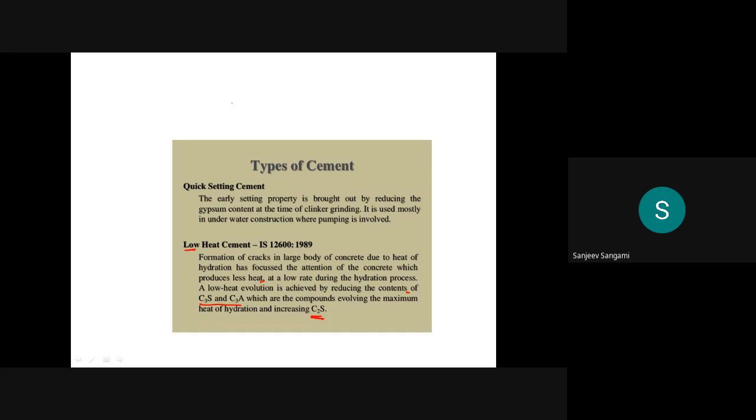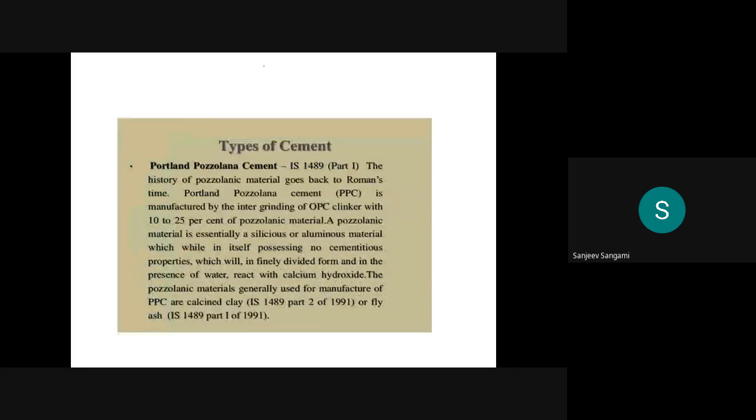Of course, we'll not go into detail about this chemical composition, but varying the proportion of the C2S or the C3S or C4S is definitely going to affect the property of the cement. Then Portland pozzolana cement. For this, you refer to how exactly the properties are going to affect the types of cement. Of course, we'll not spend more time on this.